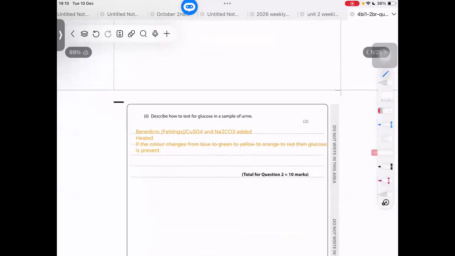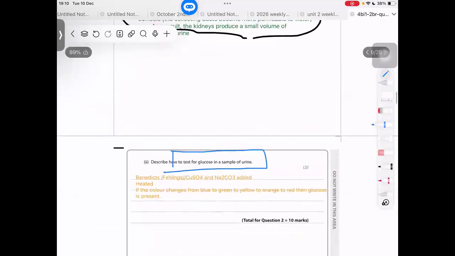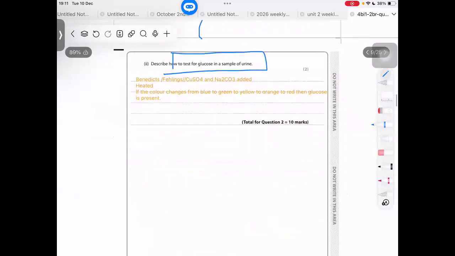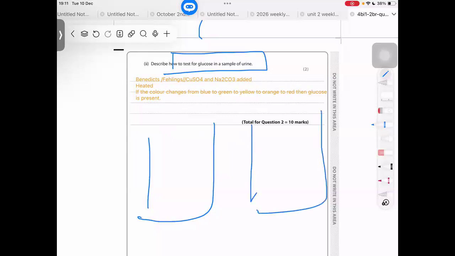Describe how to test for glucose in a sample of urine. This test for glucose is called the Benedict's test. Here you use the Fehling's solution, or simply you can call it the Benedict solution. Both names are the same, right? Fehling's as well as the Benedict solution.